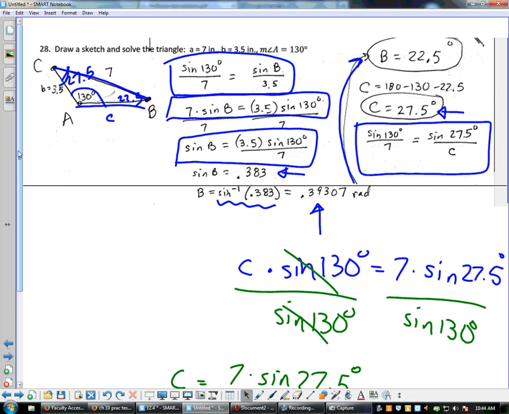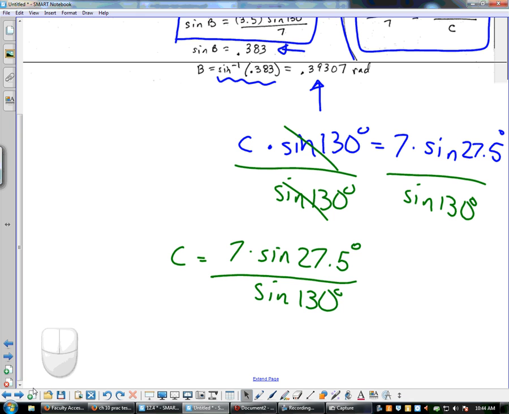Oh, you got the answer? What did it turn out to be? Oh, okay. 4.2? Do people agree with that? 4.2 inches? Awesome. Any other questions on the practice test?